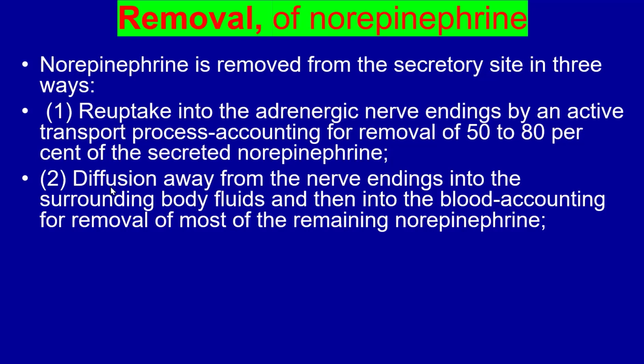The other mechanism is that it is diffused away from the nerve ending into the surrounding body fluids and then into the blood, accounting for removal of most of the remaining norepinephrine. 20 to 50% of the norepinephrine is removed by diffusion from the site into the body fluid, and in this way they are removed from the site of action.